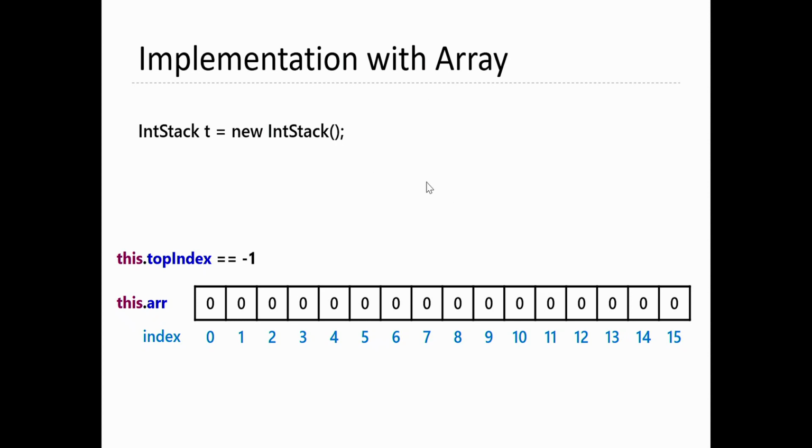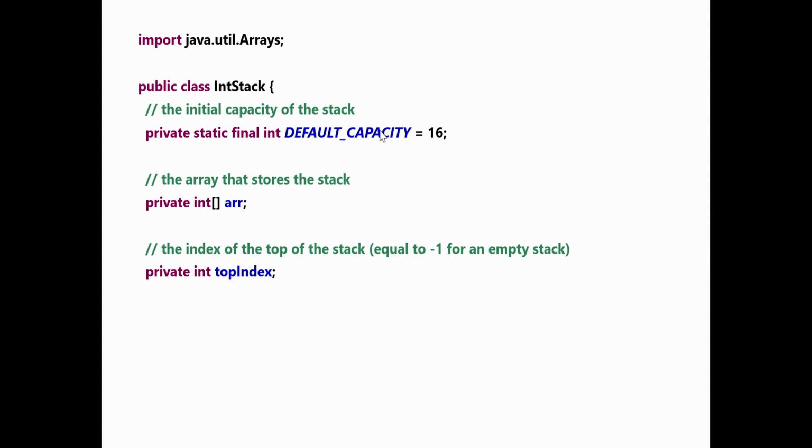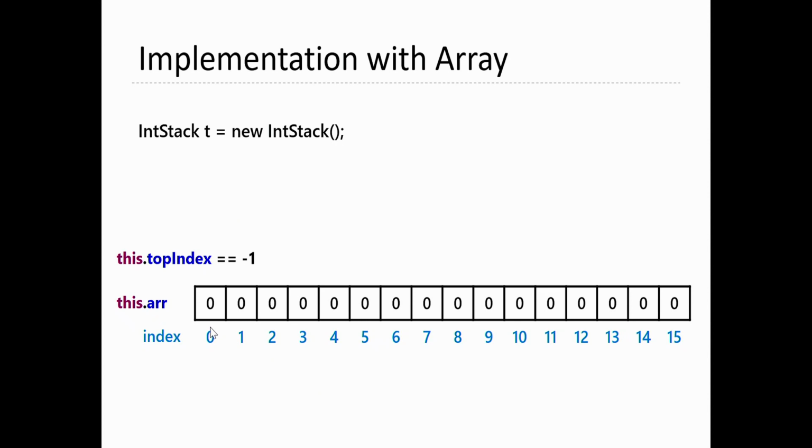Okay, so here's a picture of an empty stack. Default capacity is just the starting capacity of this array, so I've got an array of size 16. Now in Java, when you make an array of a primitive type, it all gets filled with zeros, so for an array of int, you end up with an array of 16 zeros. My top index is -1, and remember, -1 indicates that the stack is empty. So our empty stack looks like that.